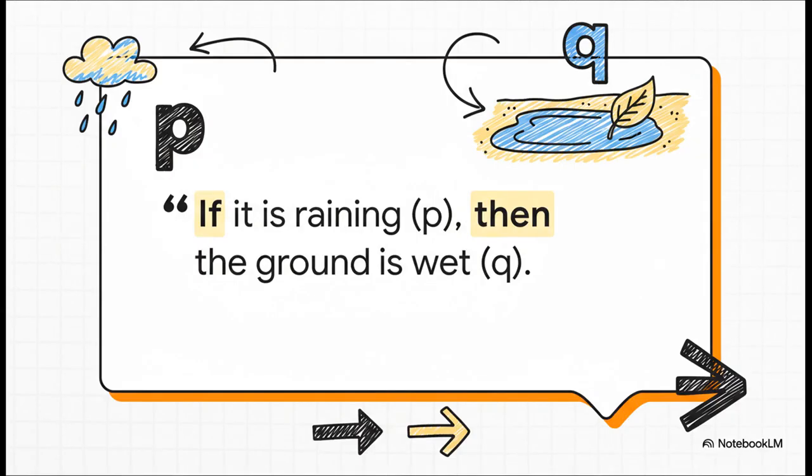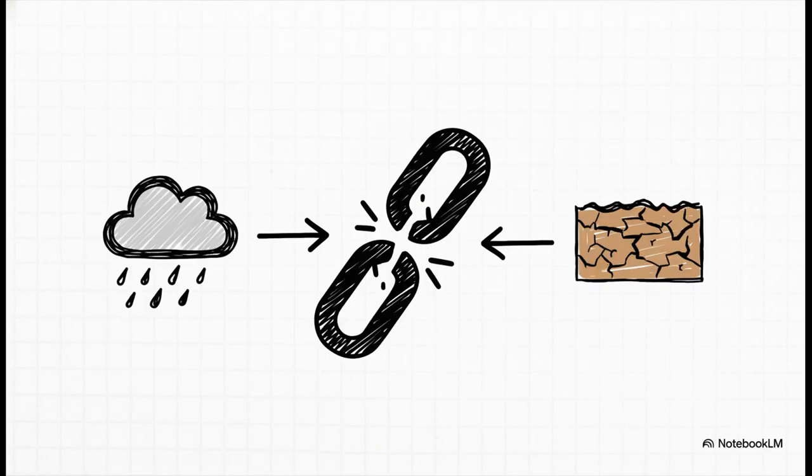Here's a super simple example. If it is raining, that's our P, then the ground is wet, that's our Q. The whole statement is just a logical promise linking the rain to the wet ground. Pretty straightforward, right? So, the million-dollar question is, when is this promise broken? When is the statement false?